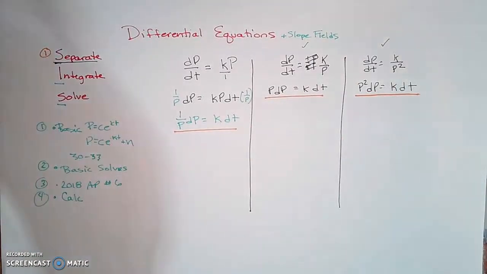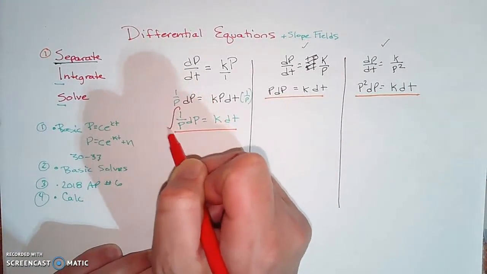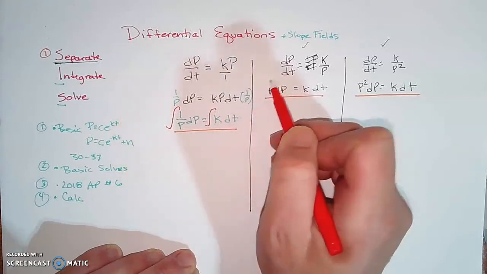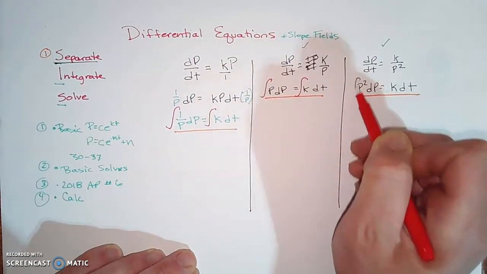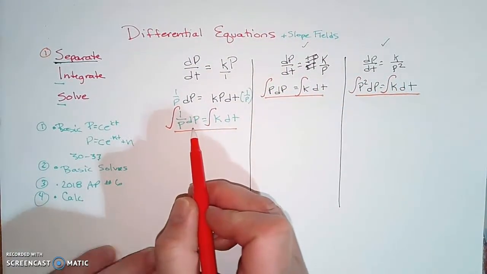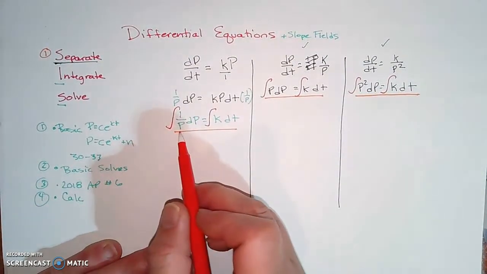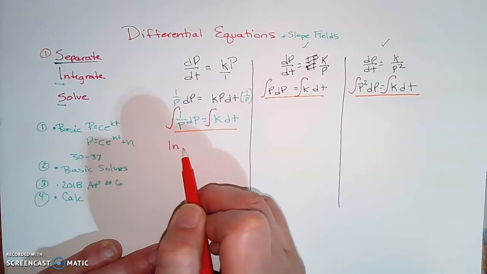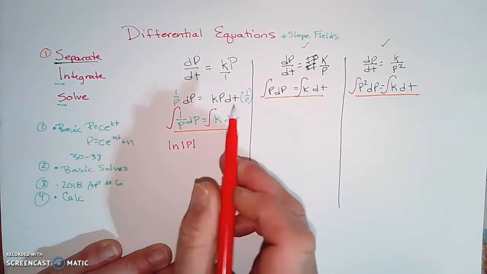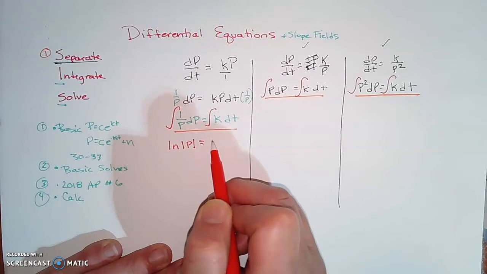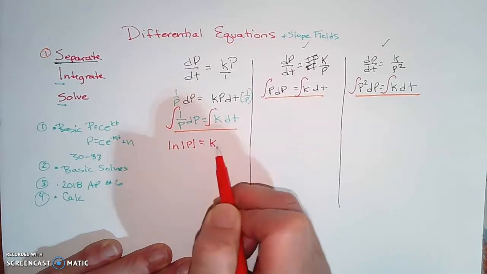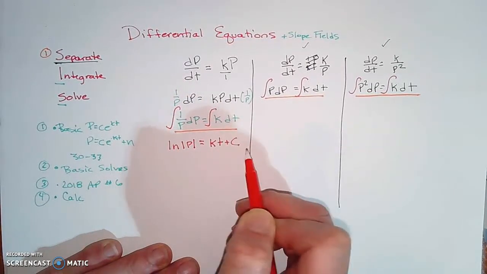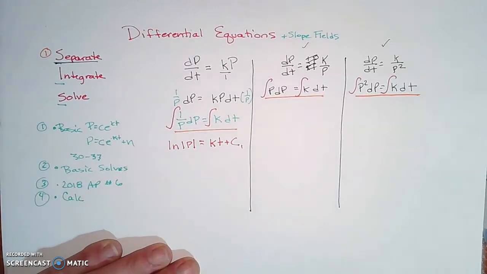So if I were to integrate both sides, this is what we're going to remember and have written down anyway. The integral of 1 over p is the ln of the absolute value of p equals the integral of k, which is k times t, plus c1. I only have to put a c on one side of the problem.